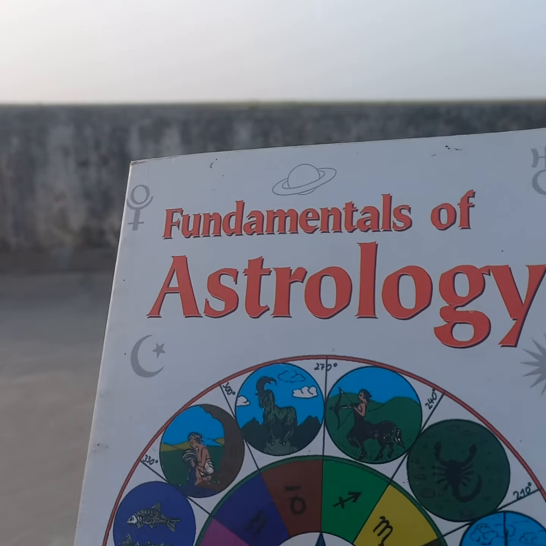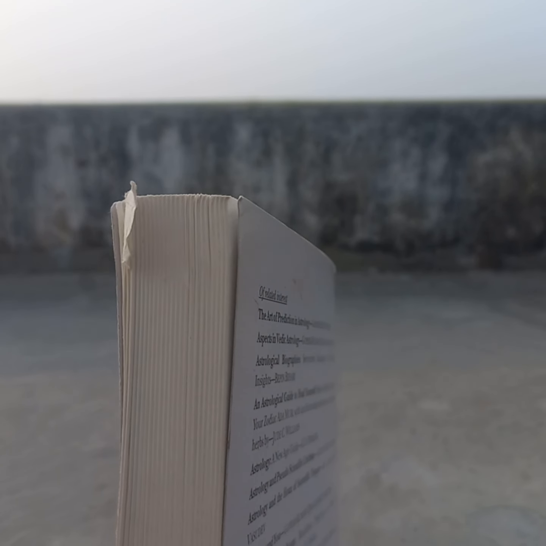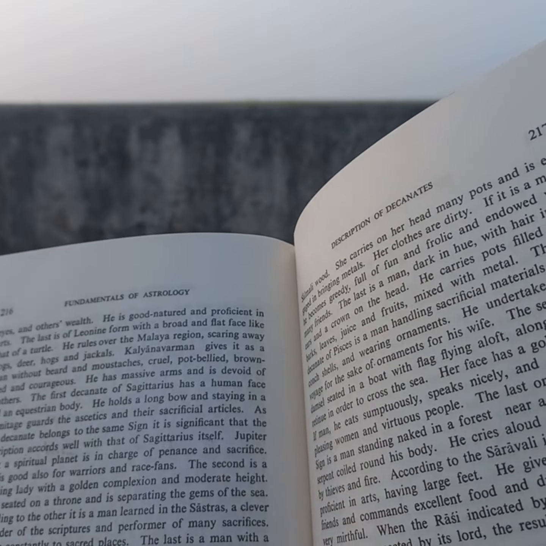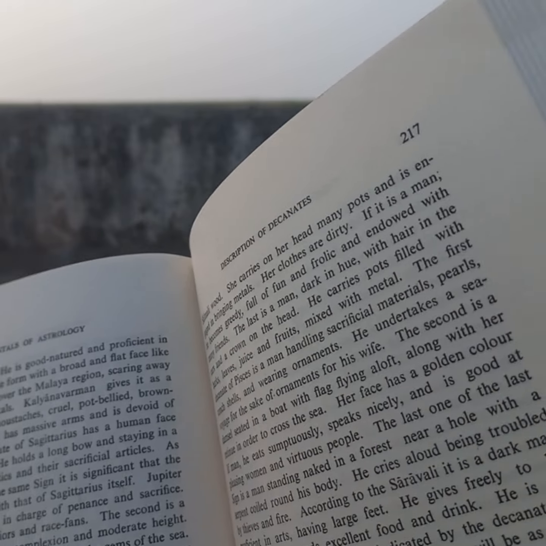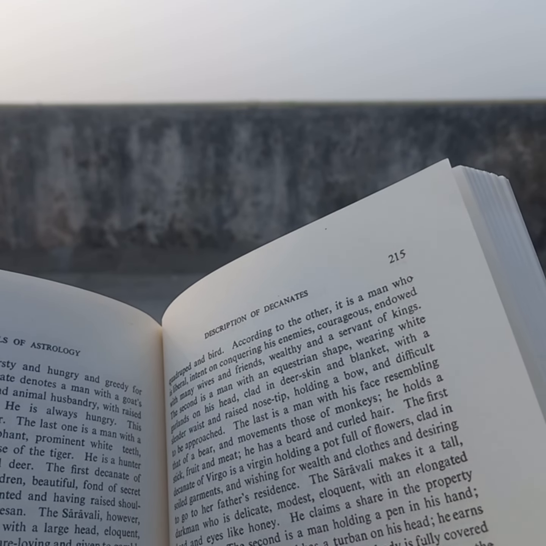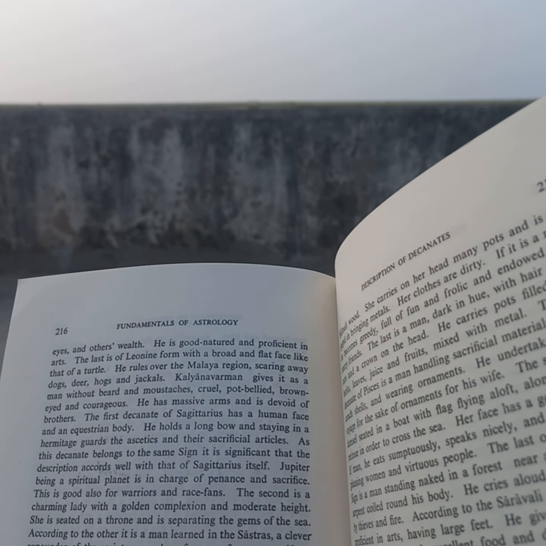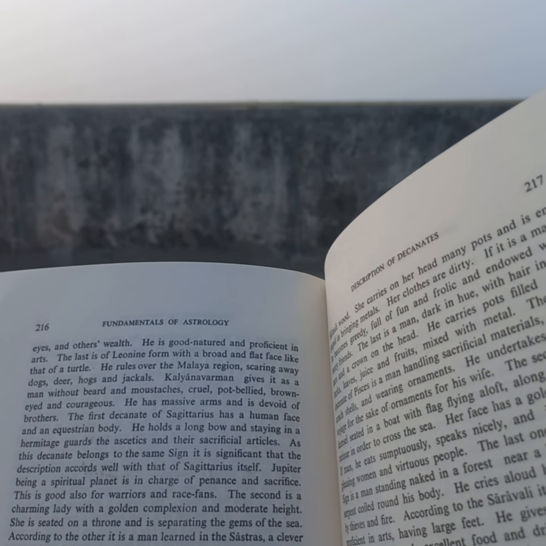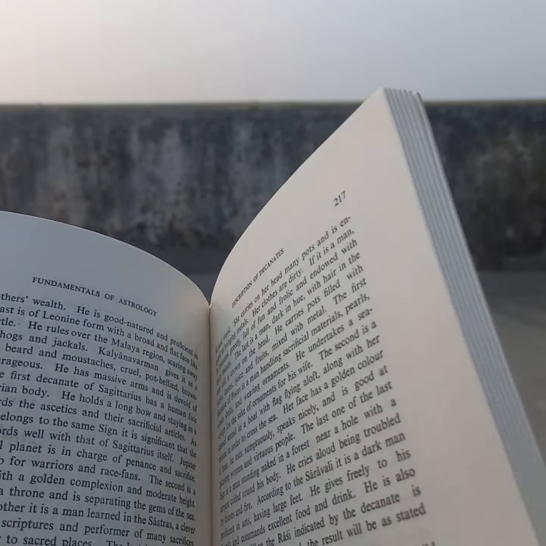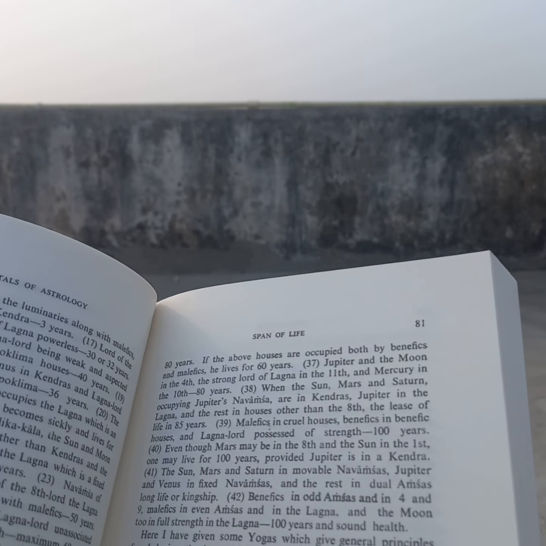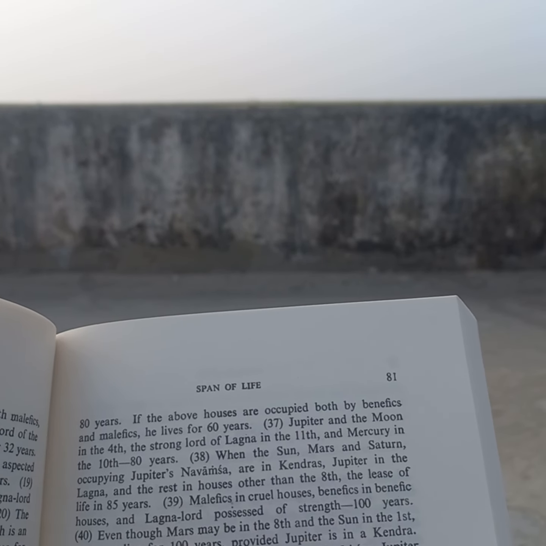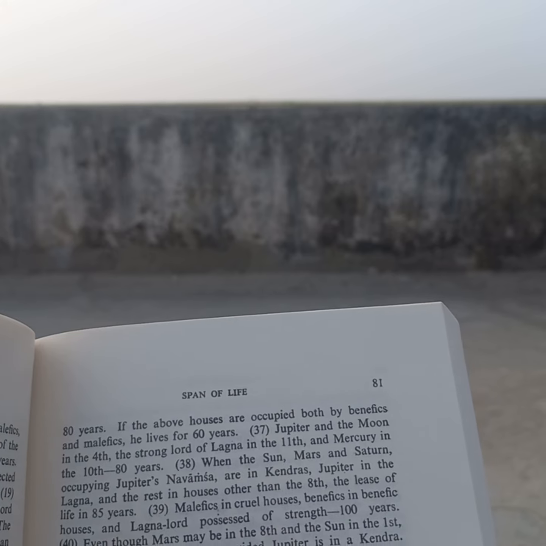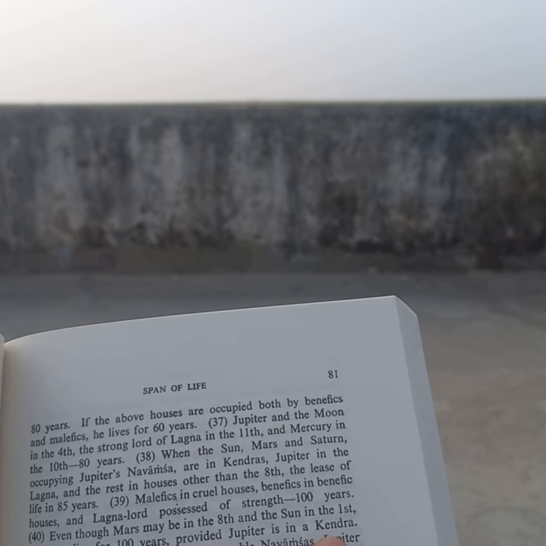Okay, let's open another random page. Hope it's not about death again. Well, the last is a man with a beard and golden complexion seated on a worthy chair. What is it talking about? Let us check. Description of decanates. Okay, interesting. They're talking about some story. Oh, span of life. Even though Mars may be in the 8th and Sun in the 1st, one may live for 100 years provided Jupiter is in Kendra. Okay, interesting.